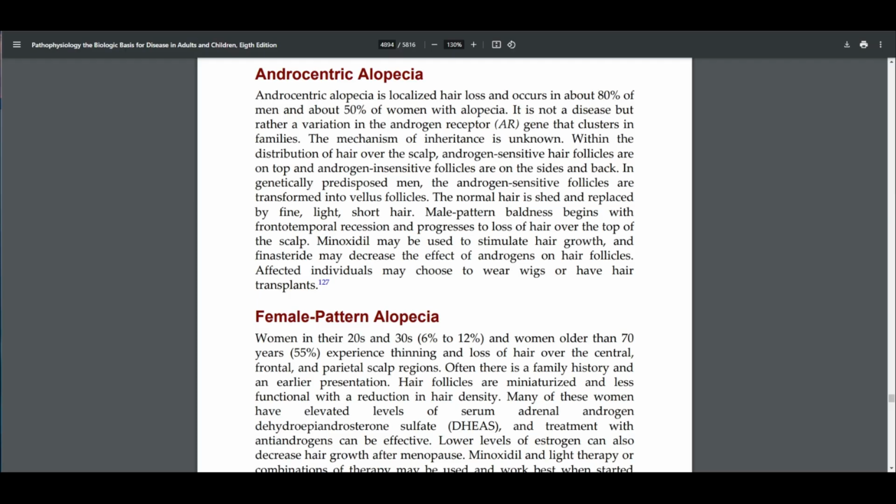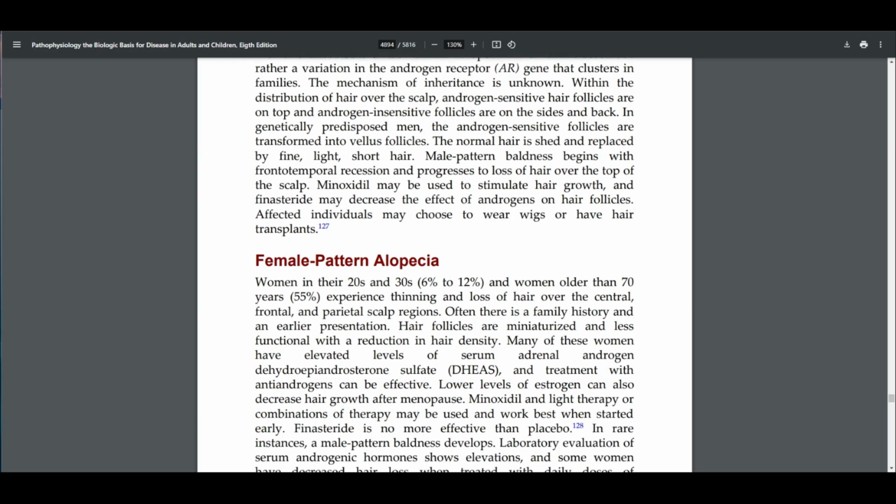Minoxidil may be used to stimulate hair growth, and finasteride may decrease the effects of androgen on hair follicles. Affected individuals may choose to wear wigs or have hair transplants.